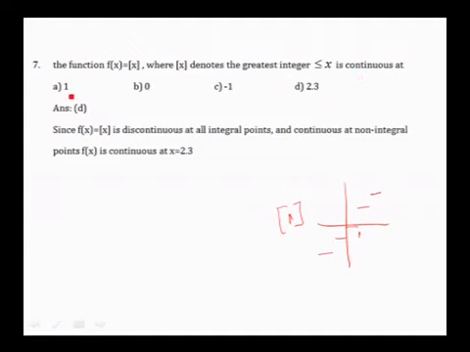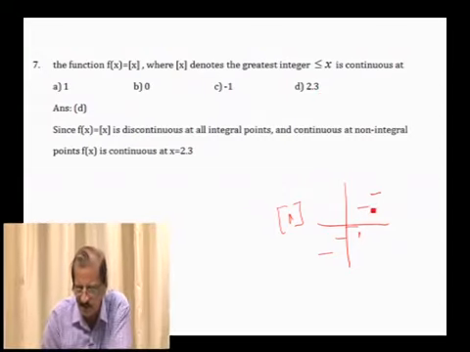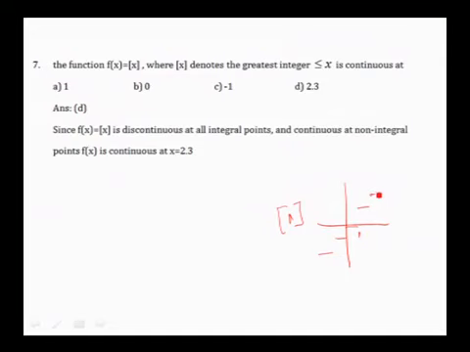But here he has given 3 integral points and 1 non-integral point, 2.3. This is definitely continuous at all non-integral points. 2.3 comes somewhere here. So, when x is 2.3, the function is continuous. It is continuous between 2 and 3, not at 2 and not at 3. So, the answer is continuous at x equals 2.3. That is the only fraction, and these are all integers. So, the answer is 2.3.